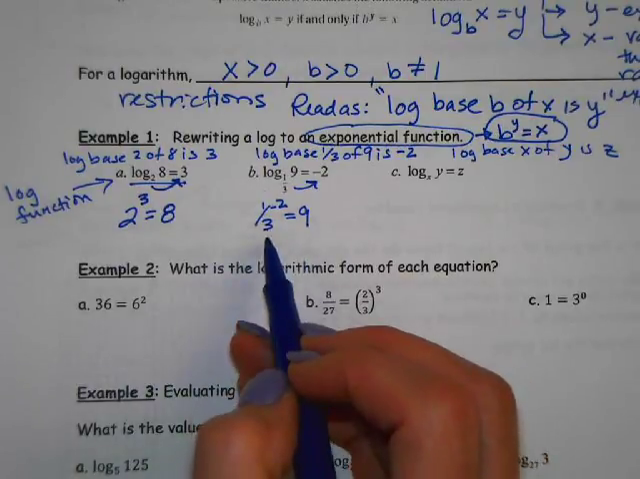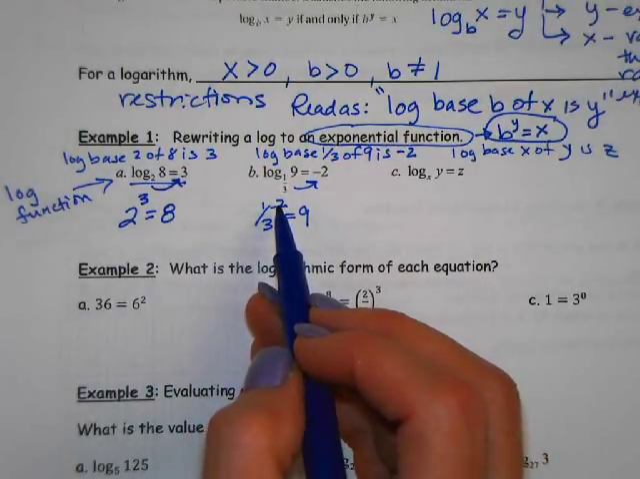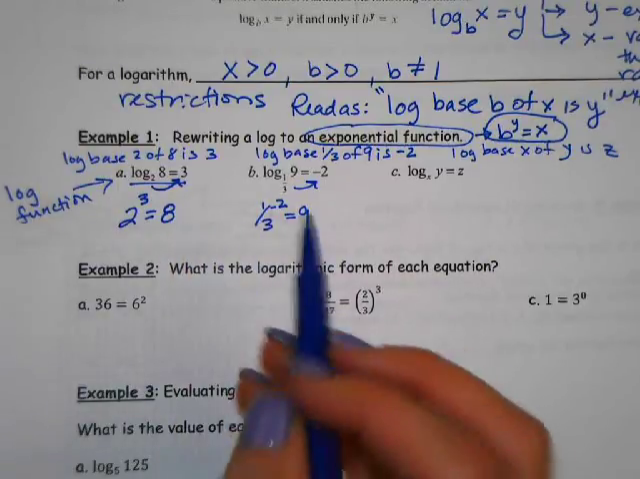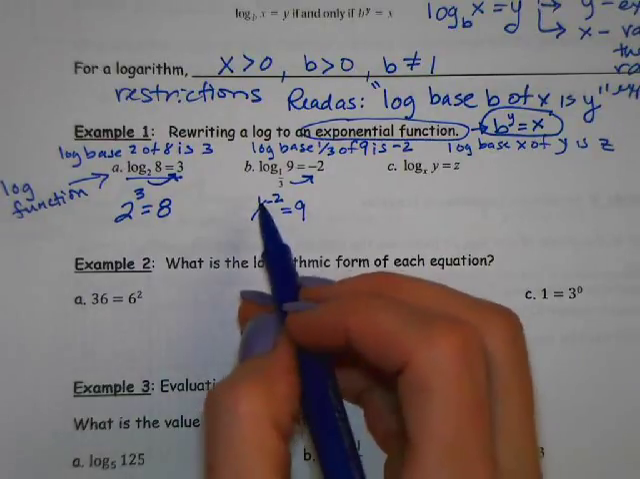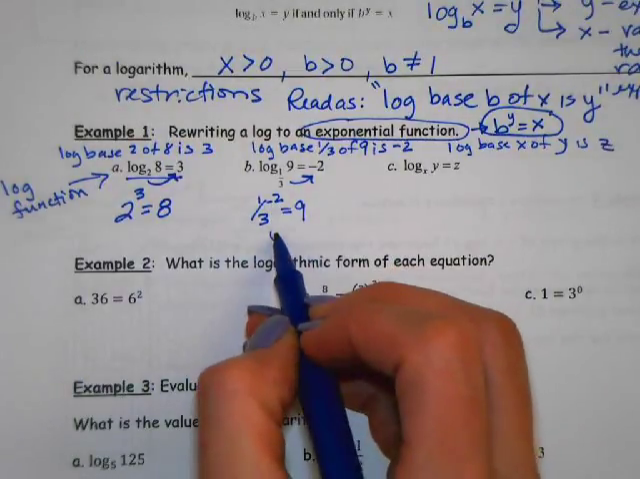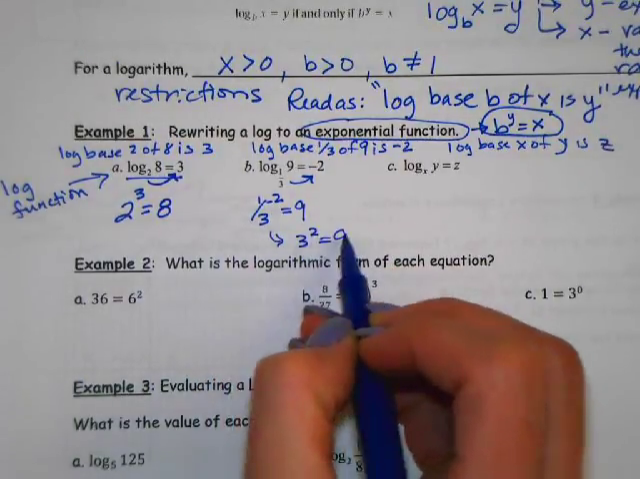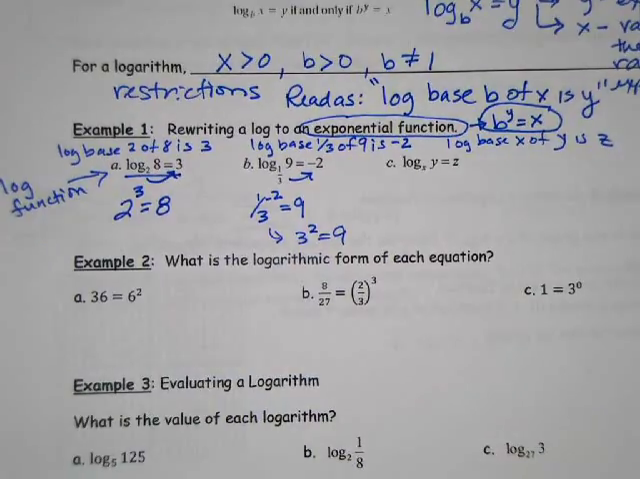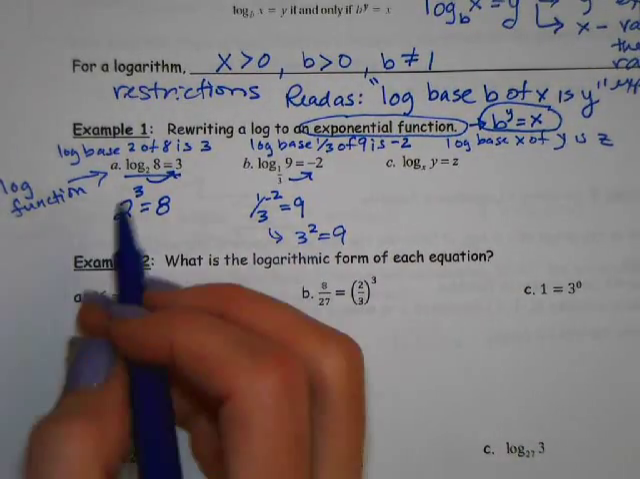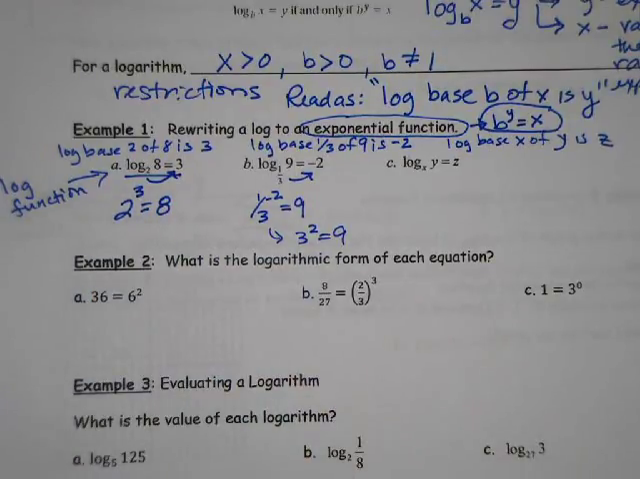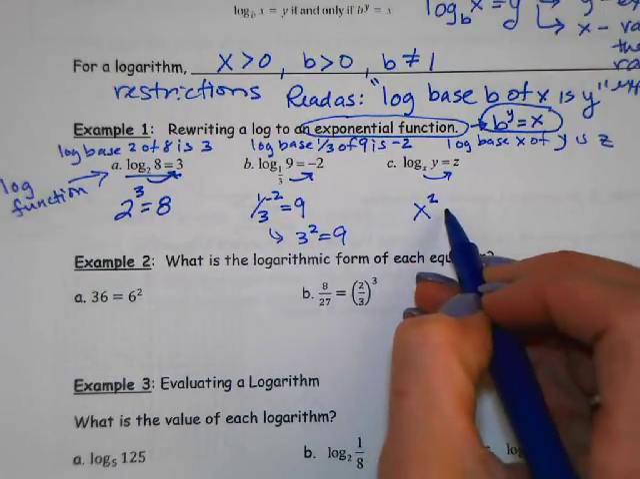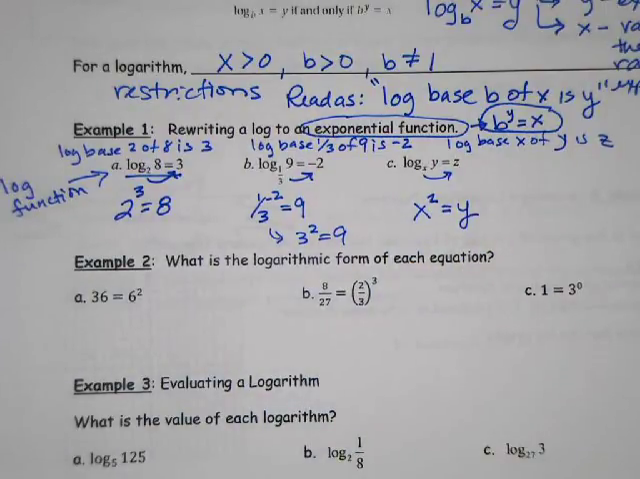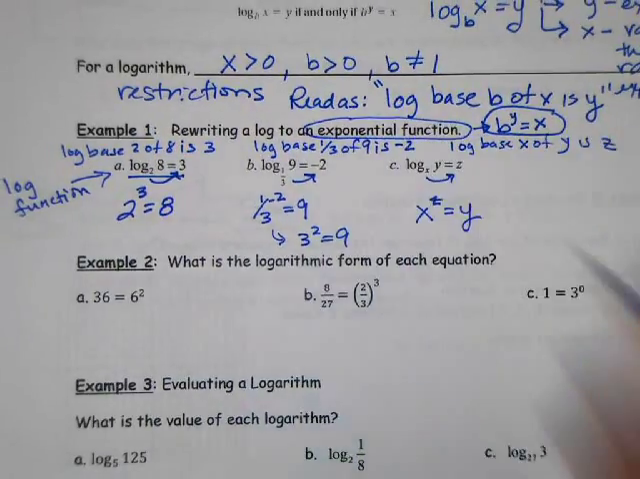Does that make sense? So 1/3 to the -2: to make the exponent positive, what do I do with the fraction? If I have a negative exponent, I have to flip it and then change it to a positive. So 1/3 to the -2 actually becomes 3 squared, which equals 9. Does 3 squared equal 9? Sure does. And does 2 to the 3rd equal 8? Sure does. So this one here is going to be x to the z, and that's going to equal y.